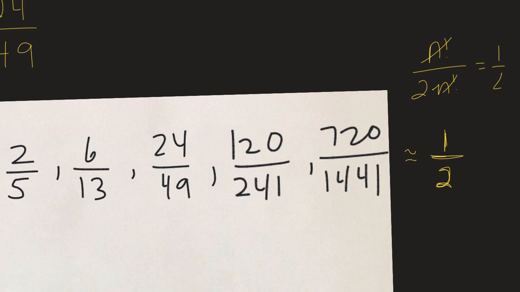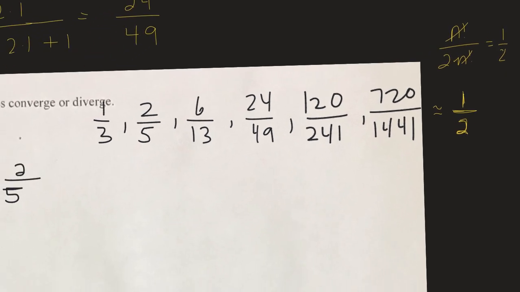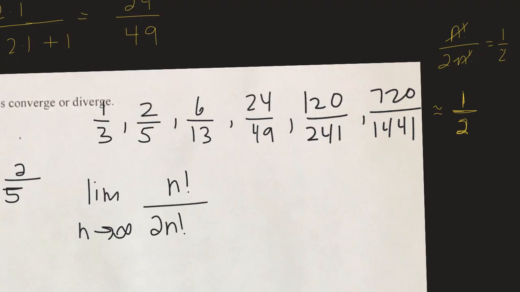So the limit, let's write this correctly, the limit as n approaches infinity of n factorial over 2n factorial plus 1 is going to be 1/2. As we look at these ratios, the denominator is 1 more than double the numerator. So we're getting closer and closer to 1/2.